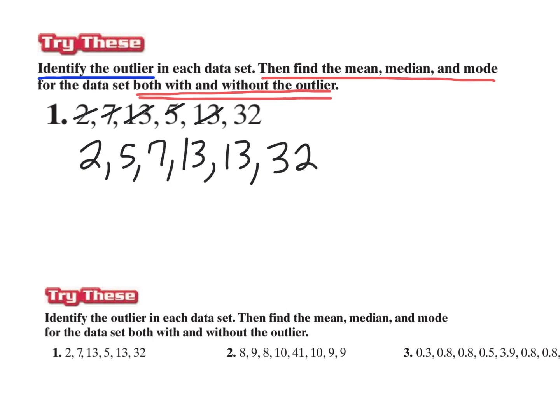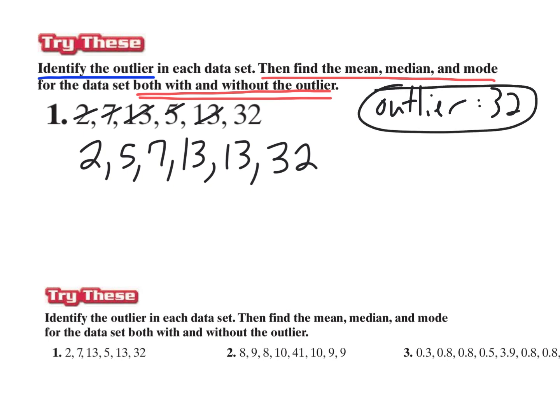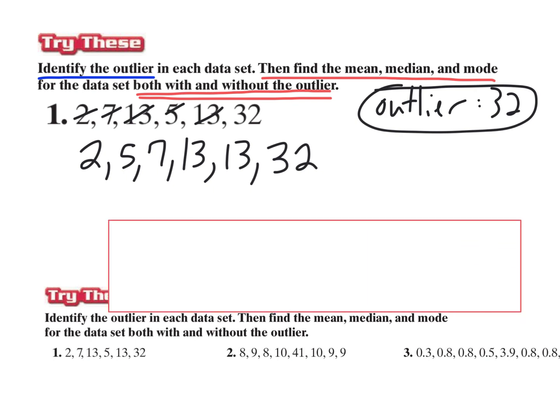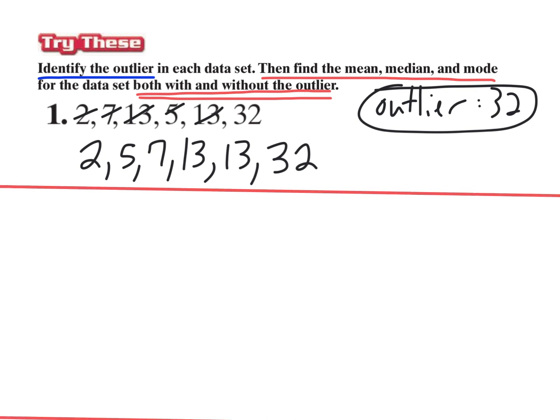So on this problem, if you look at the numbers, we need to identify the outlier, and it's usually going to be fairly obvious. So our outlier here is 32. It's quite a bit bigger than the other numbers. Okay. Then we're going to look at the mean. So for the mean, we have to figure it both ways. We have to figure with the outlier and without the outlier.